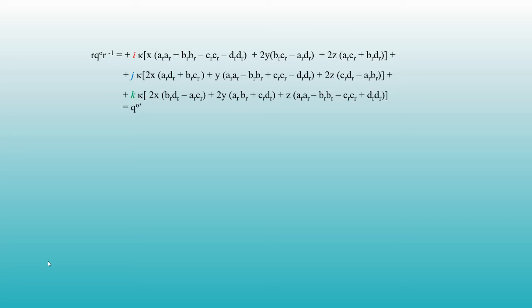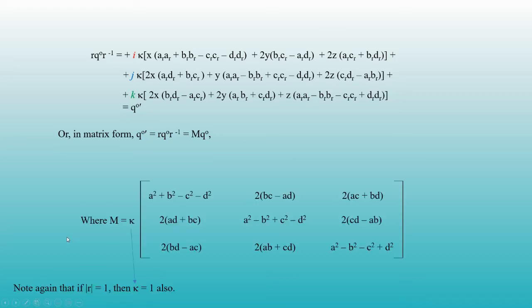Using modern techniques unavailable to guys like Hamilton, we can express this equation in matrix form. Q0 prime equals R Q0 R inverse equals MQ, where M is equal to this 3 by 3, not 4 by 4 matrix. Note that the 4 ABCD coefficients are all from the rotation quaternion, and they are all real, as is the real coefficient kappa. As noted, the rotation quaternion is generally created in such a way that kappa is set equal to 1.